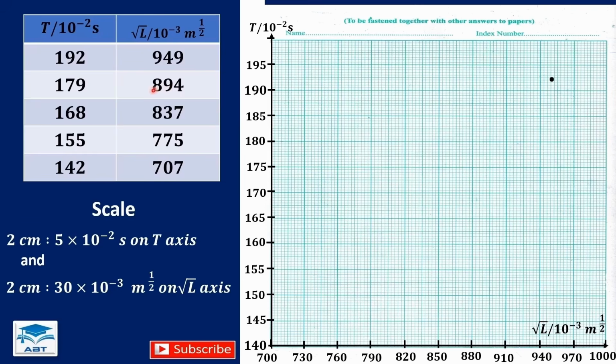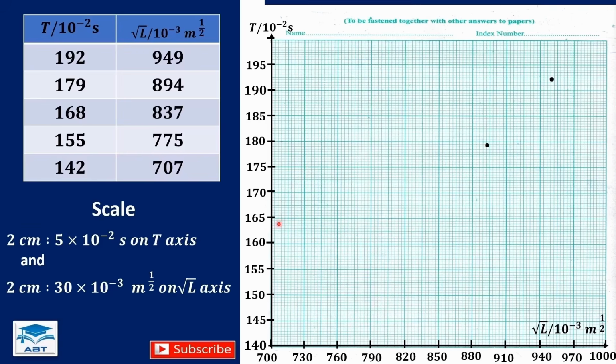And 894. This is 880. 1 box is 3. So 1 box will be 883, another one 886, another one 889, and the fourth one will be 892, and 894 will be in the next box. So they are going to meet here.